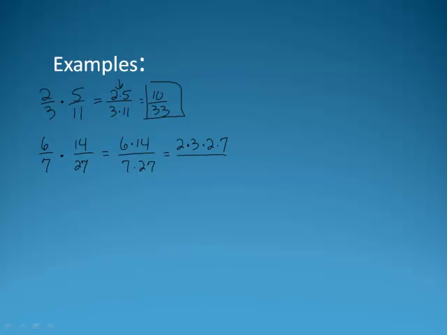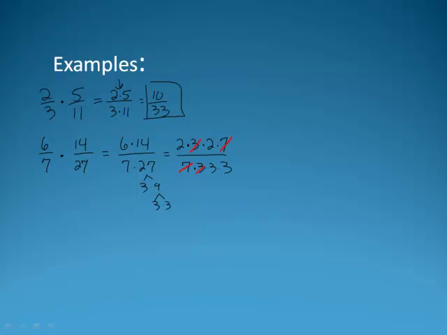Down here in the denominator, 7 is a prime number, so we can't break it down any further. Now, 27 is the same as 3 times 9, and then 9 can be broken down further into 3 times 3. So 27 can be written as 3 times 3 times 3. Now, look for common factors top and bottom to cancel out. Notice that we have a matching pair of 7s. We have a matching pair of 3s.